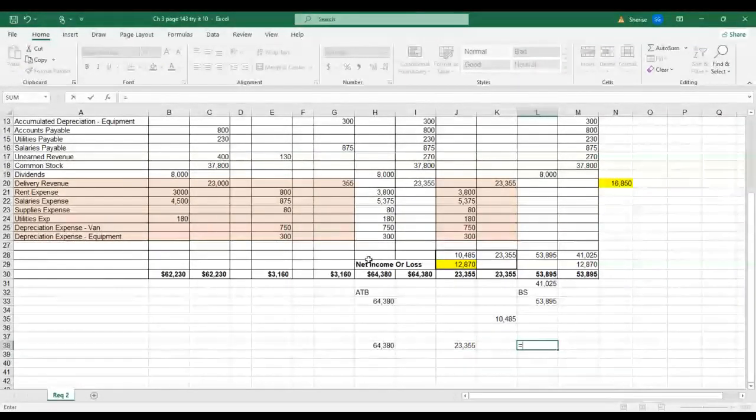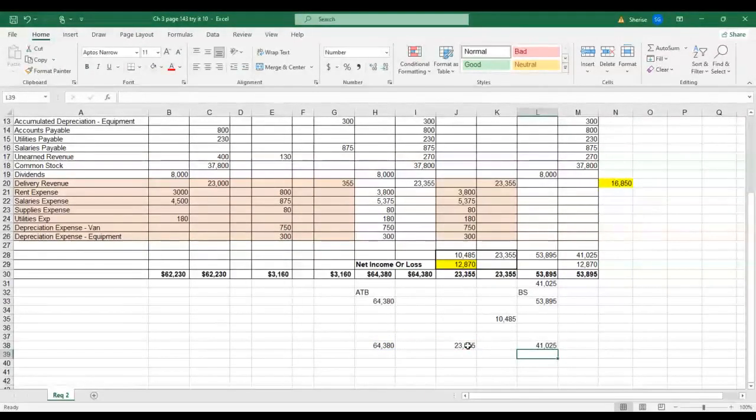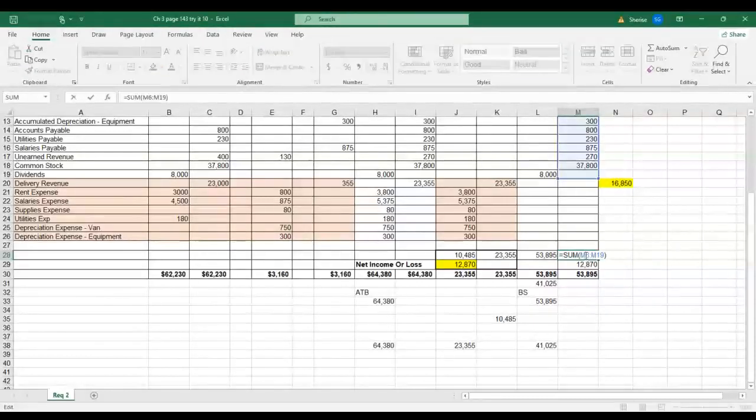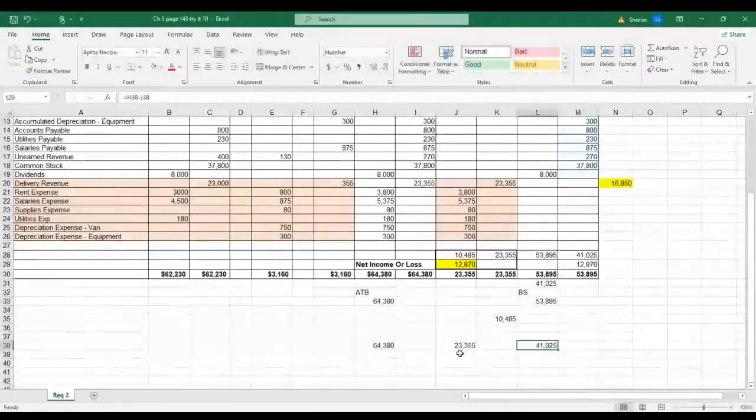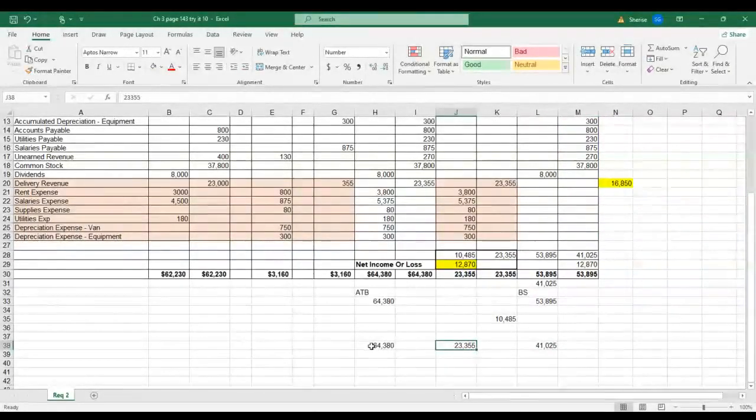Then you can take the adjusted trial balance minus what you have for your income statement, and this will tell you what this should be for your balance sheet, which is all of your balance sheet credits. So if you're confident in your income statement, you take the adjusted trial balance minus your income statement accounts, and it will tell you what you should have left for your balance sheet accounts.